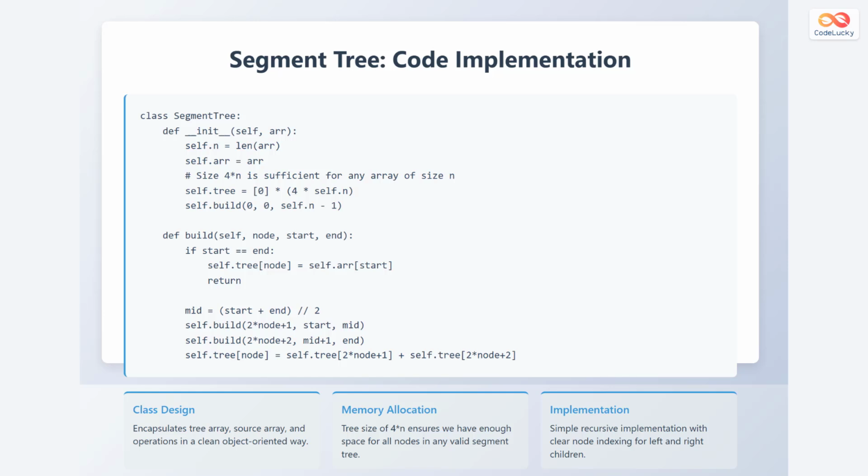The class encapsulates the tree array, source array, and operations in a clean object-oriented way. The tree size of 4 times n ensures we have enough space for all nodes in any valid segment tree. It is a simple recursive implementation with clear node indexing for left and right children.